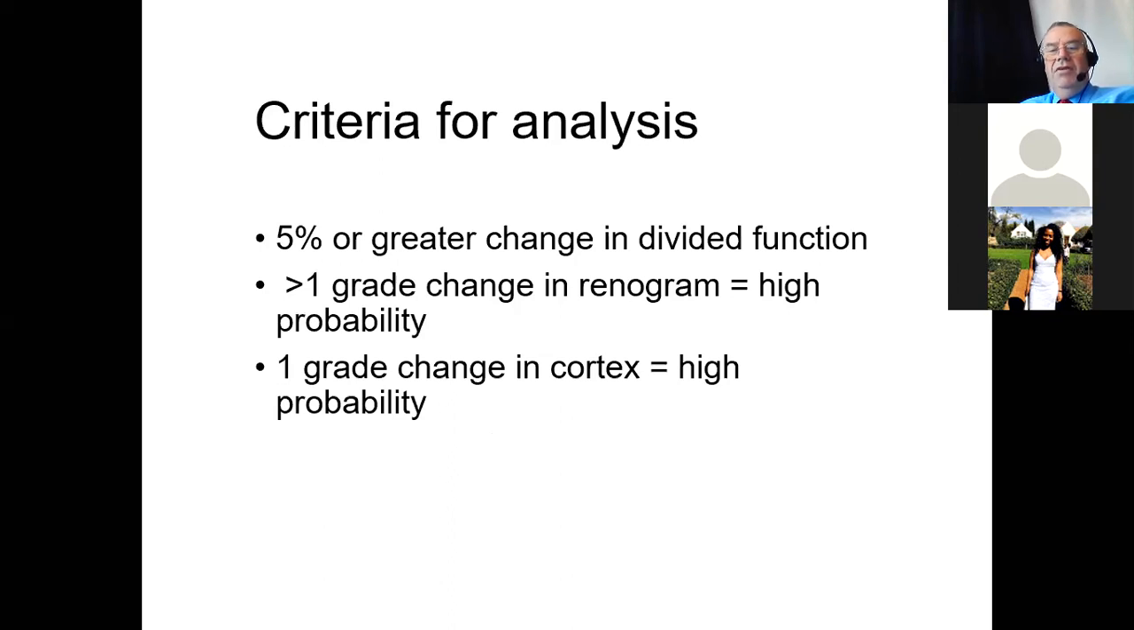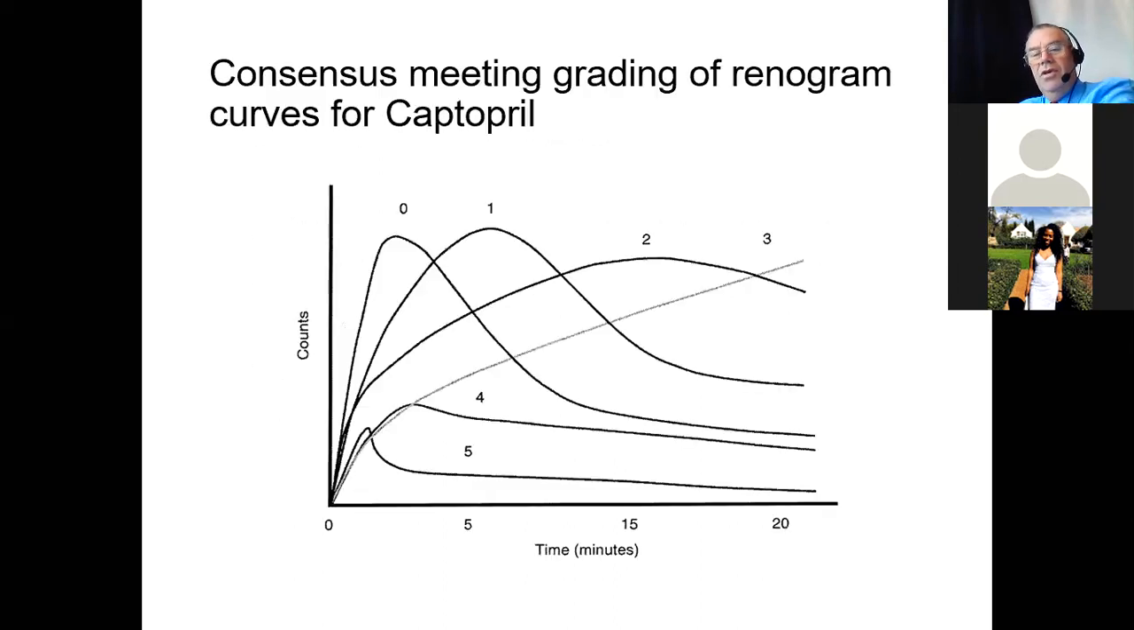So now the criteria for analysis is a 5% or greater change in divided function, more than 1 grade change in the renogram curve, I'll show you that next, or a 1 grade change in the cortex, basically if the cortex parenchyma increases. So these are the types of changes you can see.